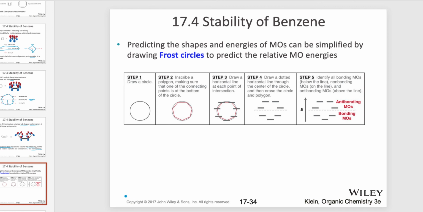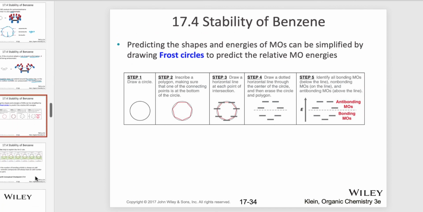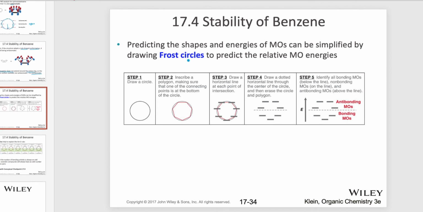And on the next slide, we have the summary of the Frost circle. So we had just seen this. We predict the shapes and energies of molecular orbitals to simplify and predict the relative MO energies. And I would probably say energy levels, right? So we want to have this in context of here. This is the important component.